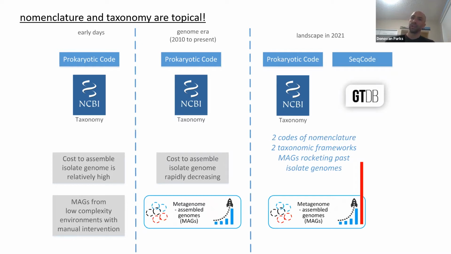So here we are in 2021, where we basically have 2 essentially competing codes of nomenclature, and at least 2 commonly used taxonomic frameworks. And this is really being driven by the pace of new discovery, in particular, the number of MAGs we're able to pull out to have genomic representatives of this uncultivated majority, which we've been talking about for the last couple of decades.